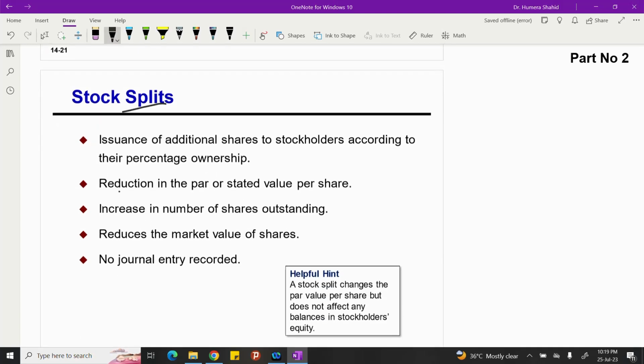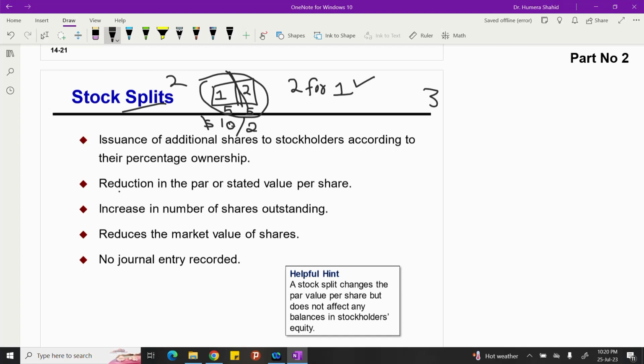Split means break. So stock split means that you break your stock or share into parts. Let's suppose the company announced a 2-for-1 stock split, then you are going to break one share into two parts. It will result in two things. Number one, the number of shares will increase from 1 to 2, because now this is number 1 share and this is number 2 share. At the same time, the price of this whole share, for example if the par value was $10, will also be divided into two parts, $5 and $5. So the price gets half and the number of shares gets double if it is a 2-for-1 stock split.